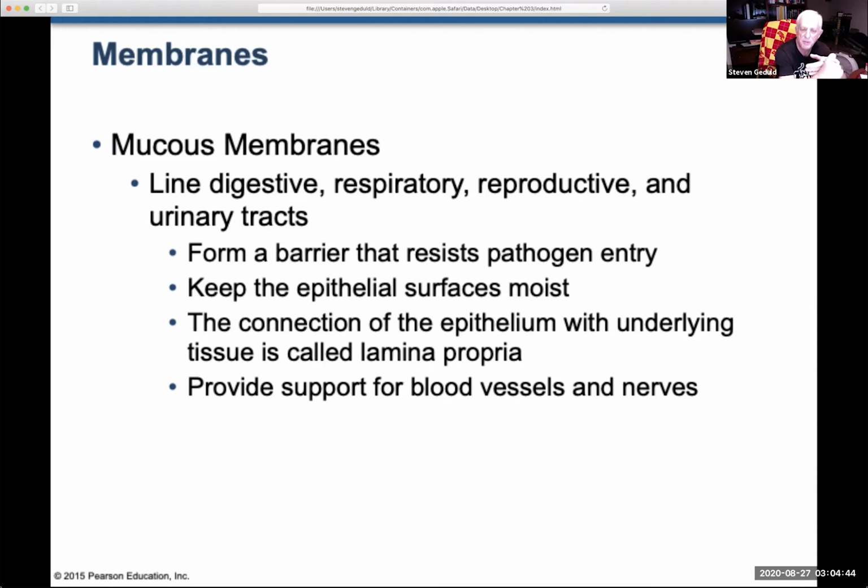The connection of the epithelium with underlying tissue is called the lamina propria. That's the connecting point between the epithelium and our connective tissue. It provides support for blood vessels and nerves that run through the mucous membrane. Remember, epithelium does not have blood vessels. The mucous membrane supplies the support for the blood vessels and nerves.